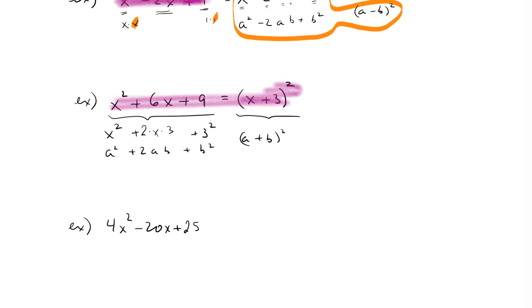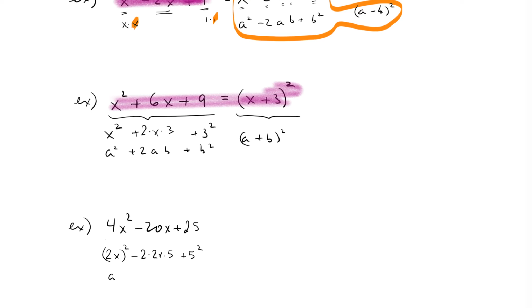So you see the 4x squared? I'm like, oh, that's actually 2x squared. 25, that's 5 squared. So maybe by chance the middle term is 2 times the 2x times the 5. Is it? Yes, it is. 2 times 2 times 5, that's 20.